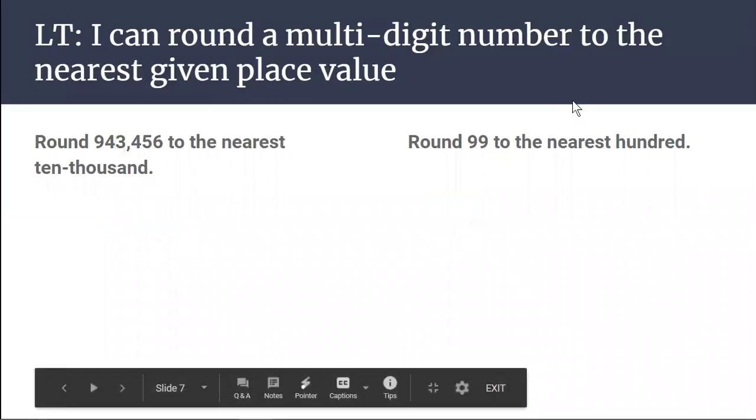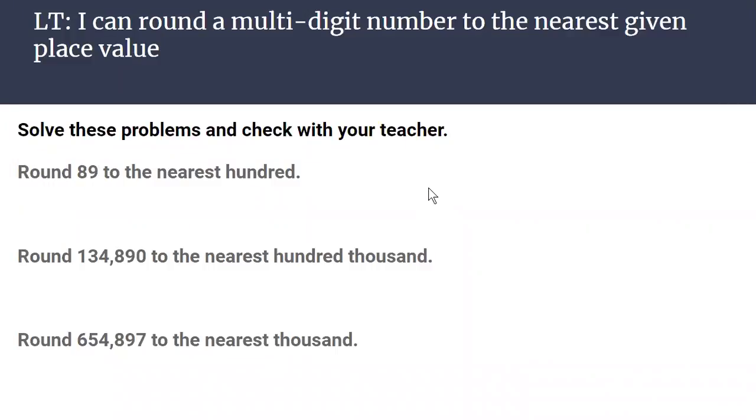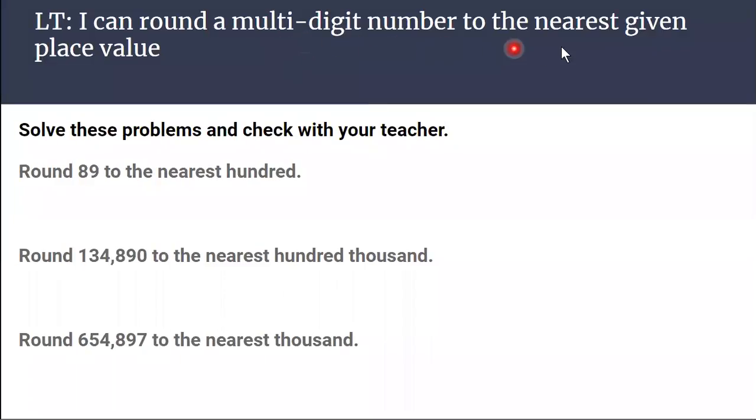I'm going to go ahead and clear. Now, here's what's going to happen, okay? You're going to do our learning target. You're going to round some multi-digit numbers to the nearest given place value. Make sure you pay attention to the given place value because otherwise you're going to get confused. So you're looking for the nearest 100, the nearest 100,000, and then the nearest 1,000, okay? So go ahead and you're going to solve all 3 of these problems. Make sure you keep your work. So you might want to use your notebook, okay?